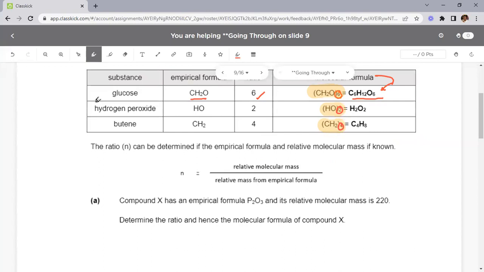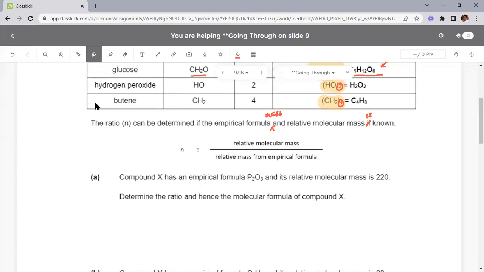Now, good, I know the ratio, I can find the molecular formula, but how can I get that ratio? How can I get that n? It can be determined if the empirical formula mass and the relative molecular mass are known. Because if I take the relative molecular mass divided by the relative mass of the empirical formula, I can find the n. So let me give you an example.